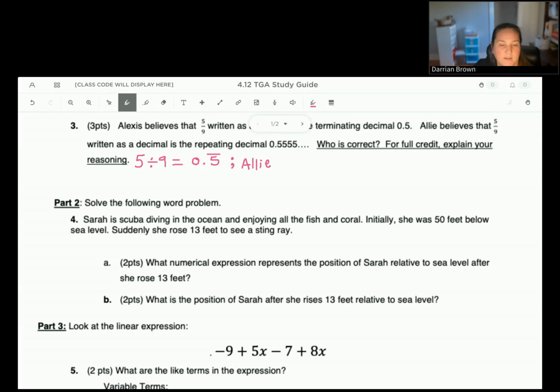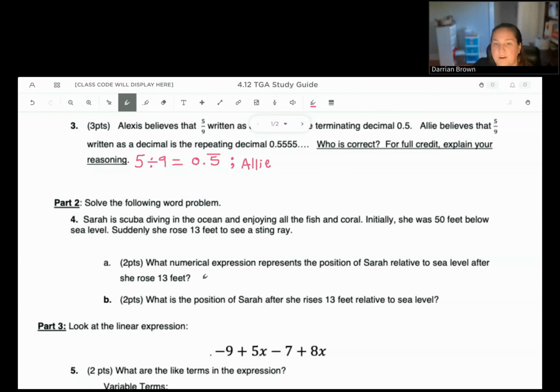Okay, AJ, that's fine. The Classkick link? Yes, give me just a second. Let me finish going over the study guide here, and then when I'm done, I have a couple more questions. I'll give you the link to the actual TGA. So give me just a minute.